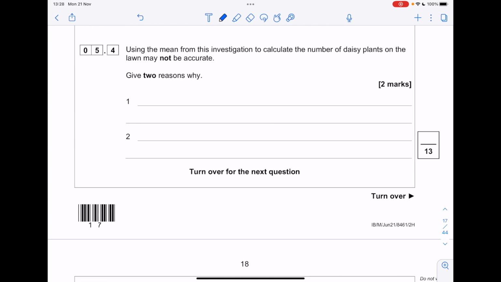Using the mean from this investigation to calculate the number of daisy plants on the lawn may not be accurate. Give 2 reasons why. First of all, they haven't placed enough quadrats. And then the ones they did place might not be representative of the lawn because some of the lawn might be in shade. Some of it may be affected by rabbits eating the daisies, so yeah.